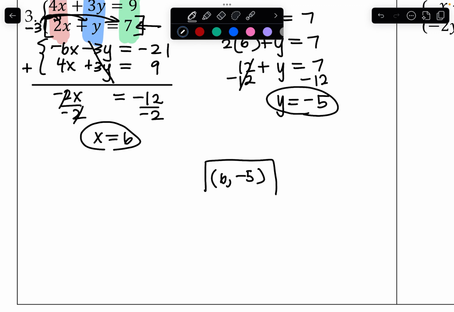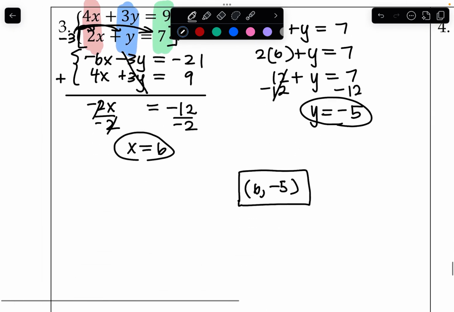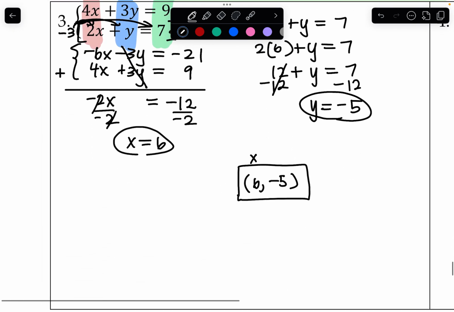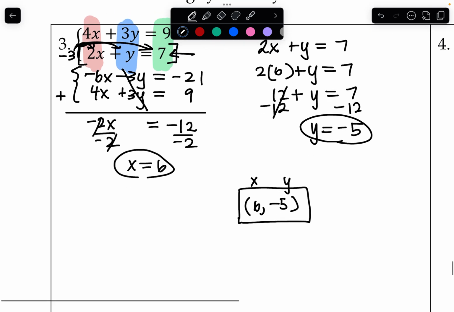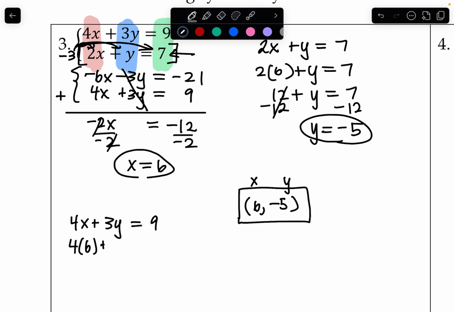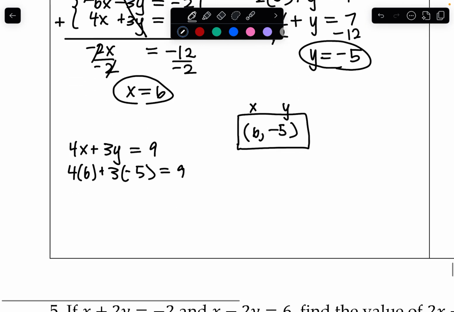And a good way to check your work on these, and even the ones above, is to plug these back in for x and y into your system and see that they satisfy both equations. So for example, my top equation is 4x plus 3y equals 9. When I substitute the x and the y values I just found, I should get a true equation. 4 times 6 is 24. 3 times -5 is -15. And 24 minus 15 is 9.